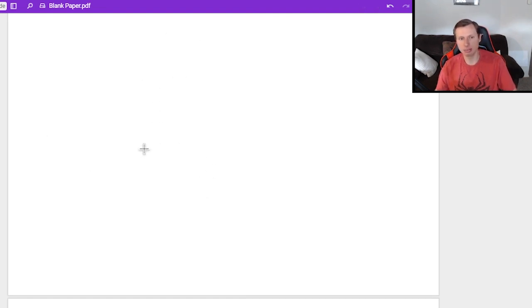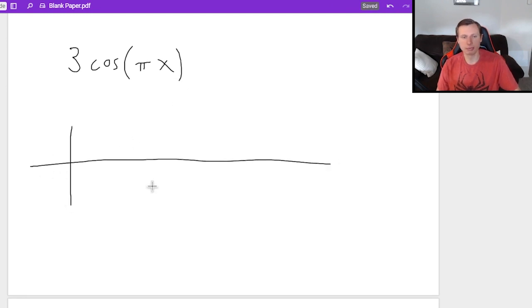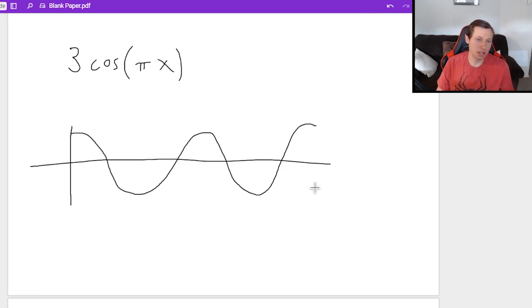Okay, now let's look at some harder examples. Let's say I have the graph of 3 cosine of pi x. If I wanted to start graphing this, the first thing I know is it's going to look like cosine. It's going to look like this. I don't even have to know anything about this function except for the cosine, and I know it's going to have generally this shape.